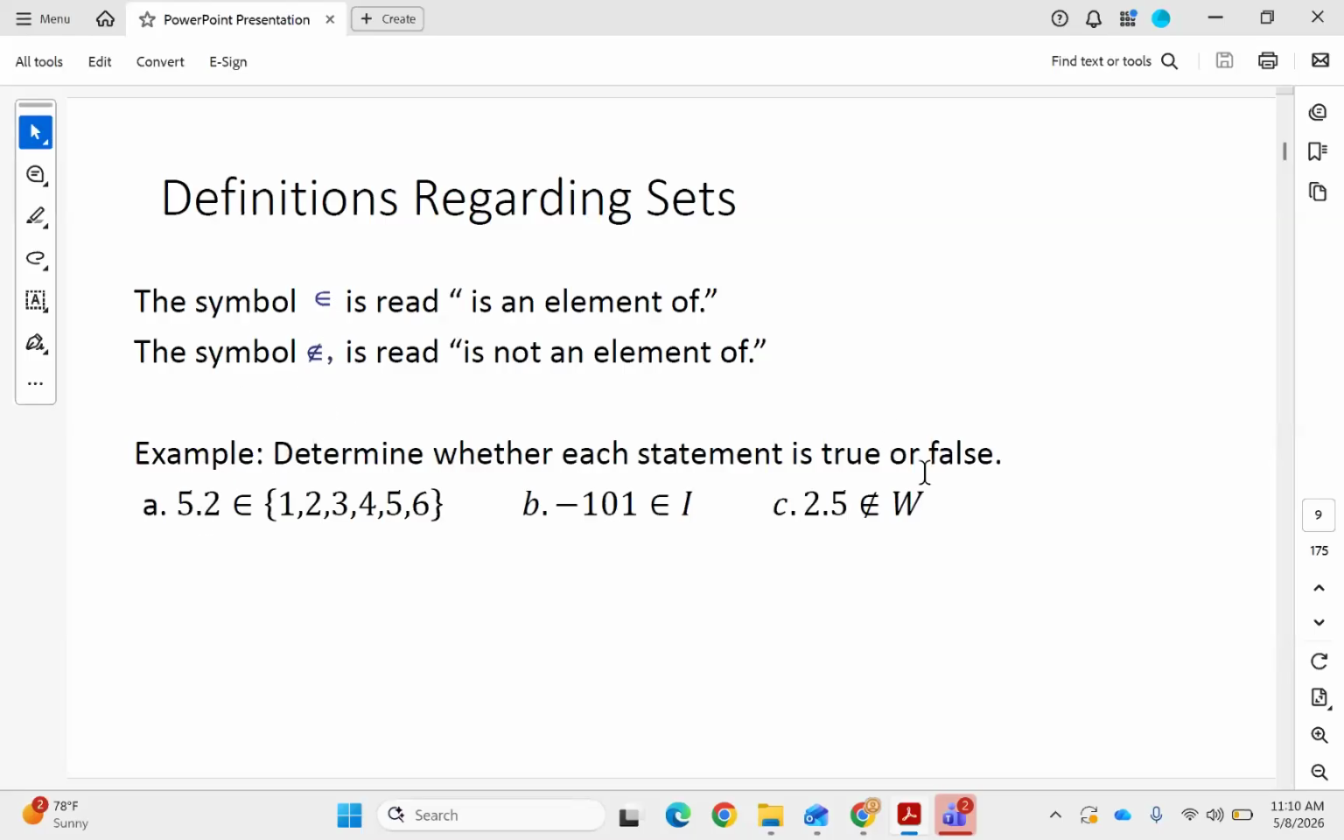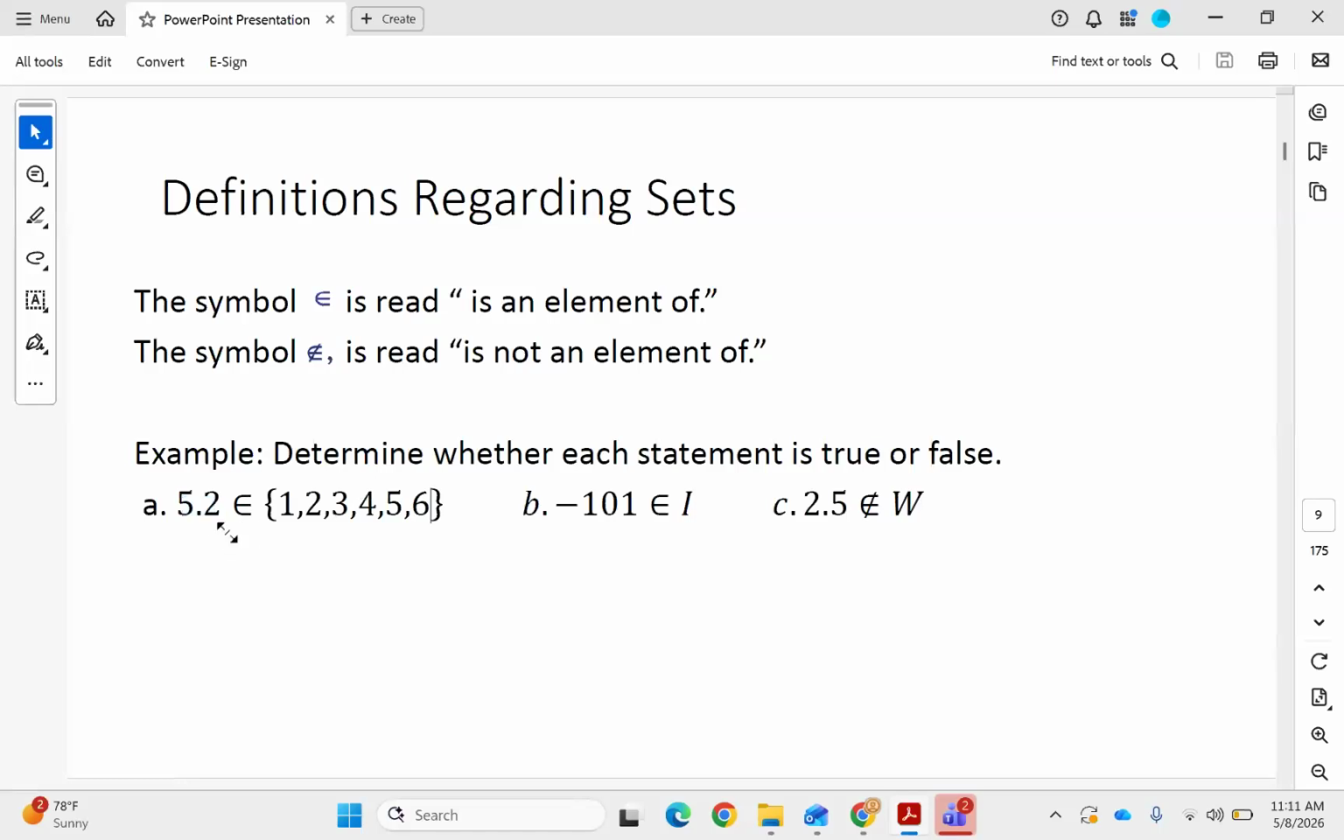In these examples, we have some elements, then the symbol, and a set. We want to say whether the element on the left is a member or an element of the set on the right. This is pretty simple, and this is why we like to have what we call the roster method. The roster method is when you make a list of the elements. So by looking at the set, you can see what is inside, and we easily see that 5.2 is not in there.